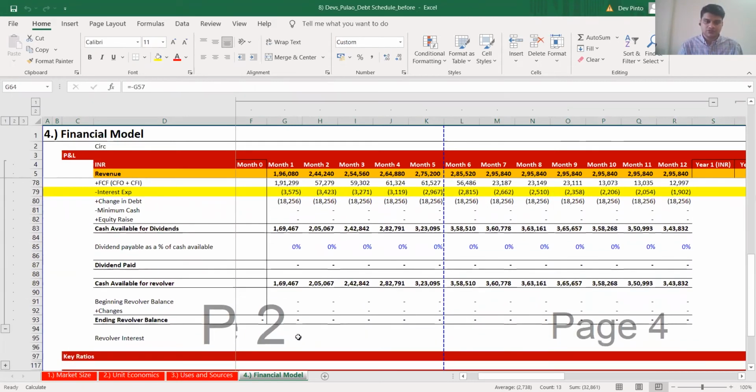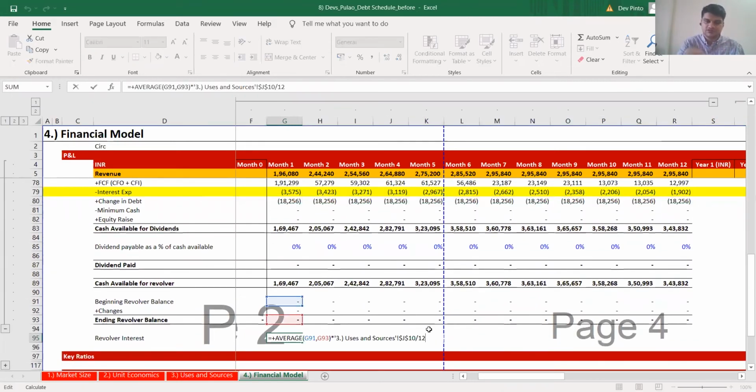So let's just go to the computation of revolver interest. So there is a circular reference here. Now, what's a circular reference? When an input of a cell is linked to the output of a cell, and it just keeps going on in a circular iterative process, you get a circ. Now, you might ask me, why is this a circ, right? Okay, so let's see how revolver interest has been computed. It has been computed on the beginning balance and the ending balance, the average of the two into the interest rate divided by 12, right?